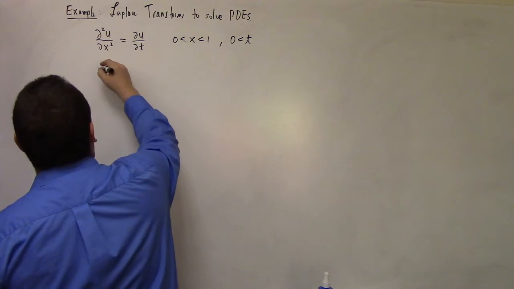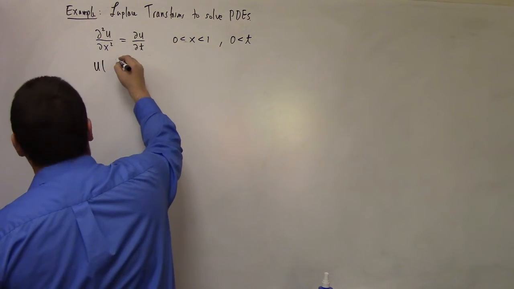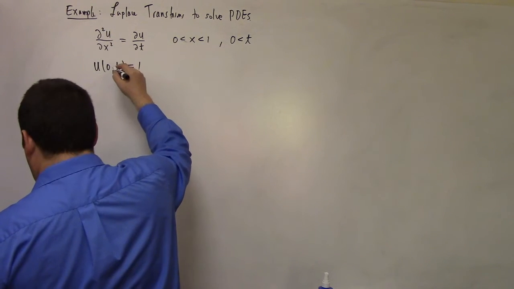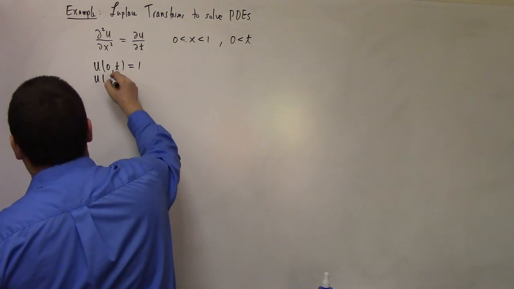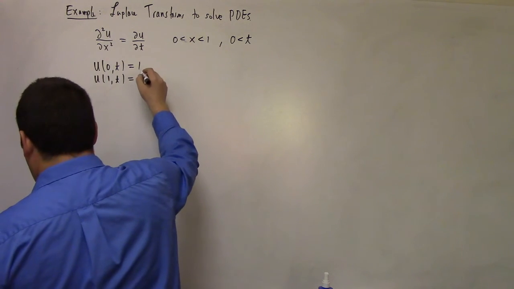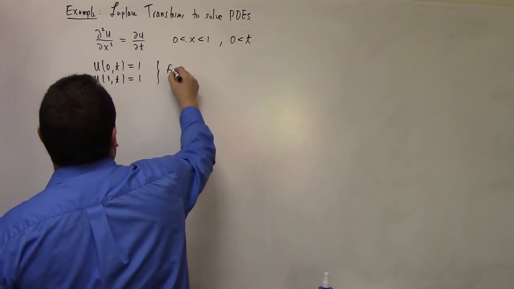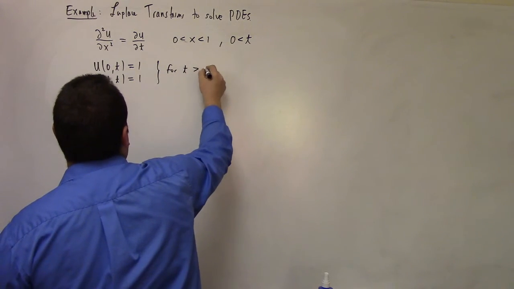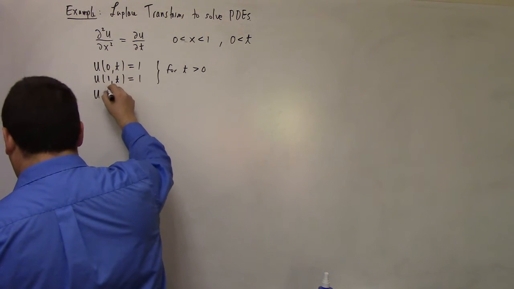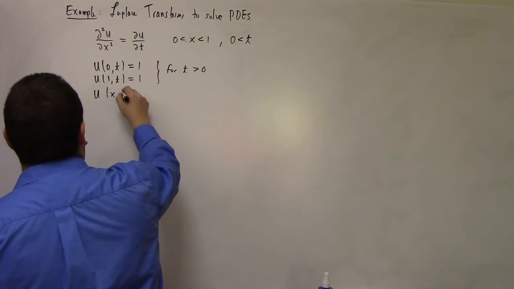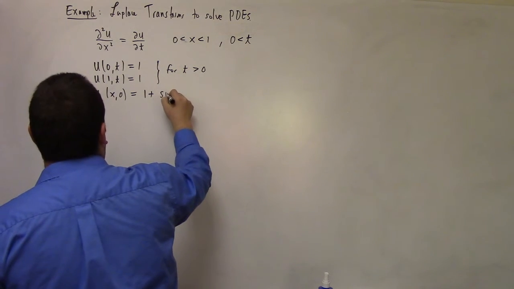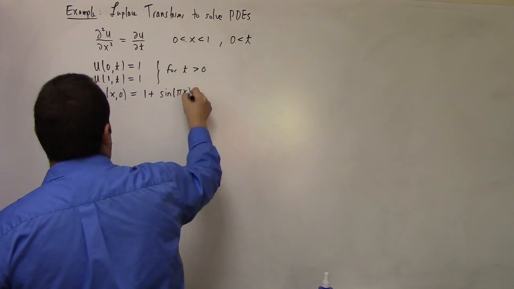We're also given u of 0, t is 1, and u of 1, t is 1, for t greater than 0. And finally, u of x comma 0 equals 1 plus the sine of pi x.